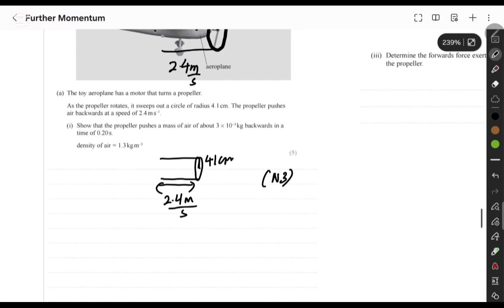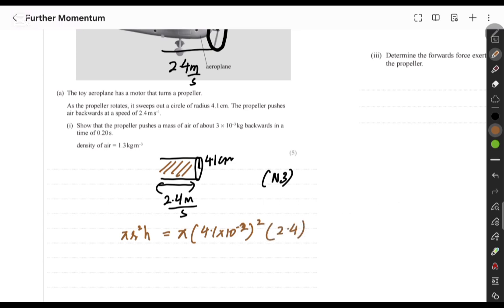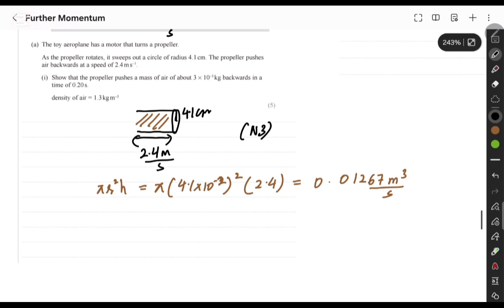Anyways, now we can find this volume. The volume of this cylinder is going to be pi r squared h. But remember, we also have to take into consideration the time. So we're going to have pi times 4.1 times 10 to the power of minus 2, squared, times 2.4, and we're going to get 0.01267 meter cubed every second. Remember that, that's very important.